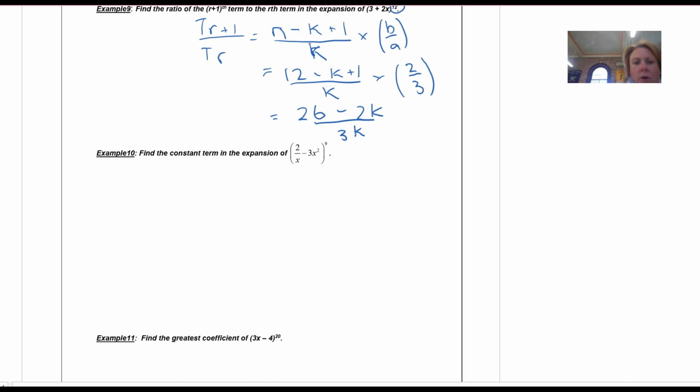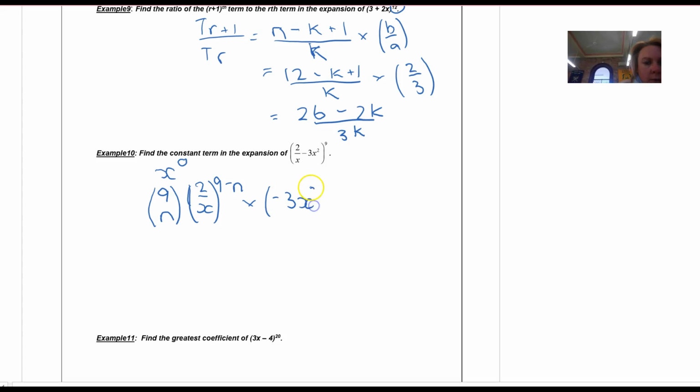Just going to do example 9 as well while I'm here. It says find the constant term. Now, with the constant term, x is to the power of 0. So I want 9 choose n, where 2 on x to the minus n times by minus 3x squared to the n.